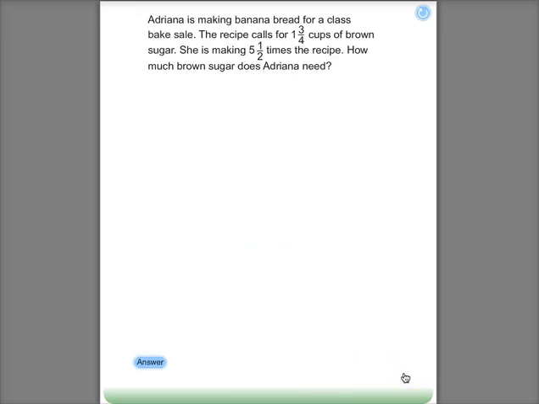And here's your last problem. Adriana is baking banana bread for a class bake sale. The recipe calls for 1 and 3/4 cups brown sugar. She is making 5 and 1/2 times the recipe. How much brown sugar does Adriana need? Again, this is your last one, number 4, your turn.